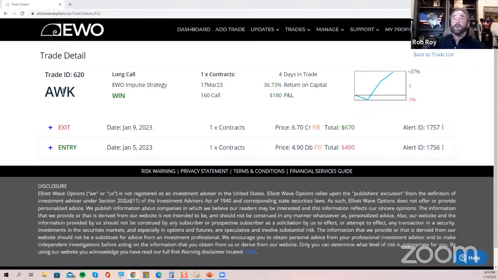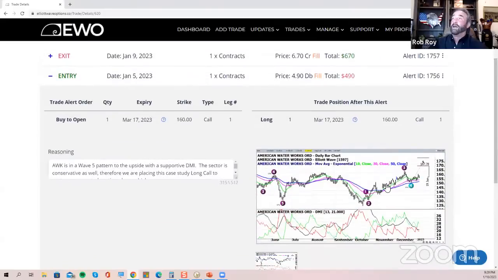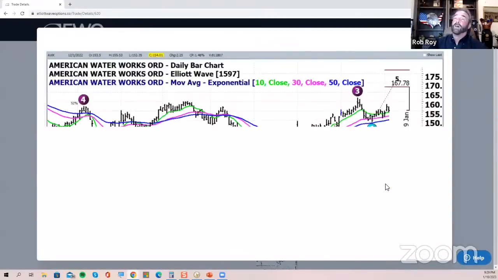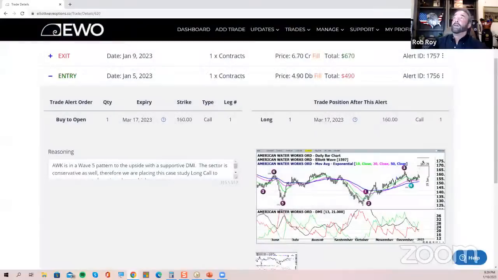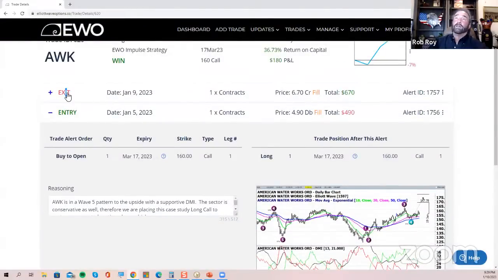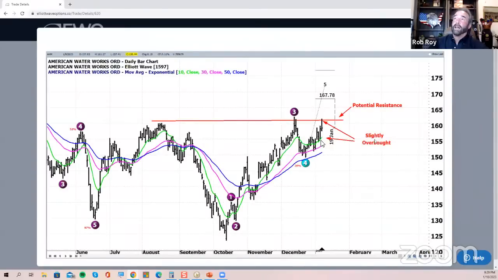And then we did this one on American Waterworks. And you can see that this was in the impulse strategy. So this was an impulse pattern. And you can see right there it's in the wave 5 of a 5-wave pattern to the upside. Got a supportive DMI setting up there. And it moved nicely to the upside. And another short-term trade that we generated again. Look at that. Boom. Right straight to the upside.